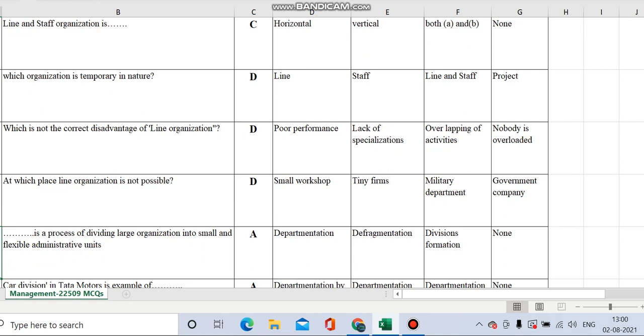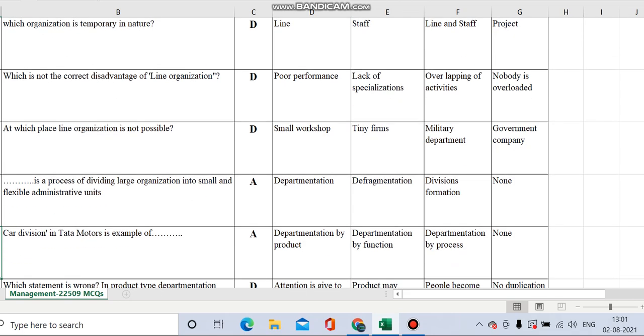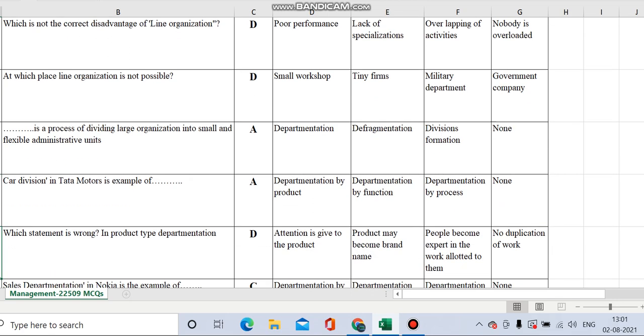Which is not the correct disadvantage of line organization? Nobody is overloaded. It is not correct disadvantage of line organization. Then at which place line organization is not possible? At government company, line organization is not possible.